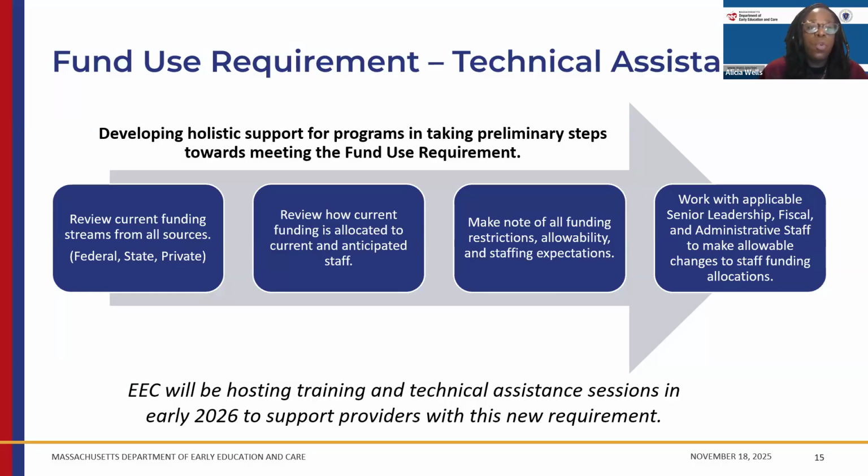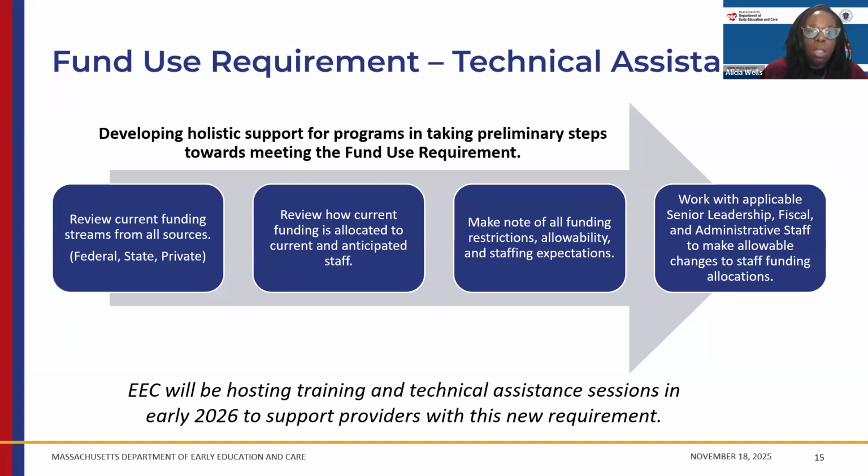Step two, you would review what funding is paying for which staff. In some cases, there are multiple funding streams that are paying for specific staff. Therefore, allocation is calculated by FTE, full-time equivalent, by hours, or by location. This review should also include any anticipated staff if you have any vacancies at your program.